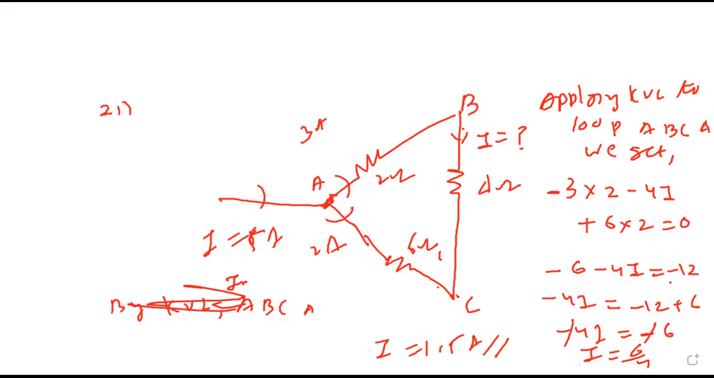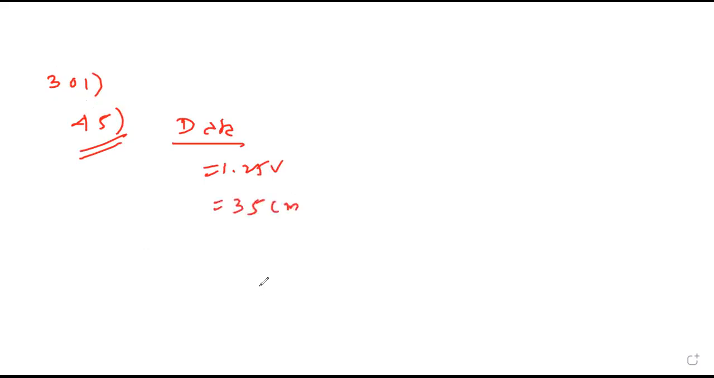Done? 21. Yeah. Come to page number 301, sum number 45. Potentiometer, while I am doing it, because they can ask this in the exam. A cell of EMF 1.25 volt balances at 35 centimeter of potentiometer wire. For another cell, the balance point shifts to 63 centimeter. What is the EMF of that cell?